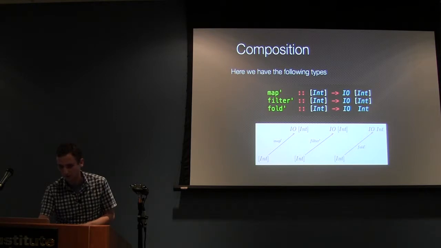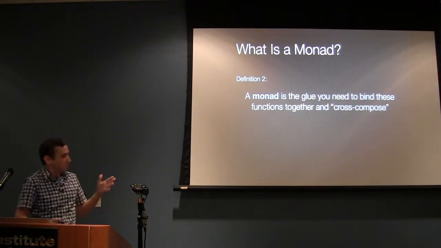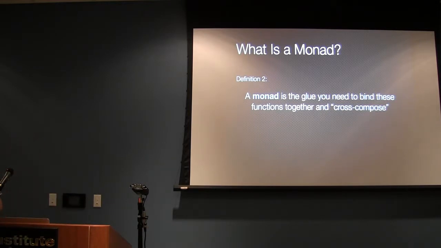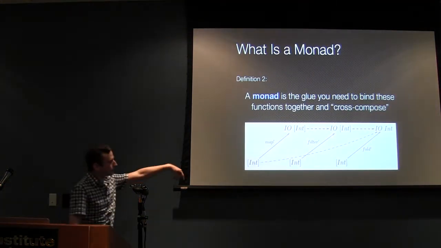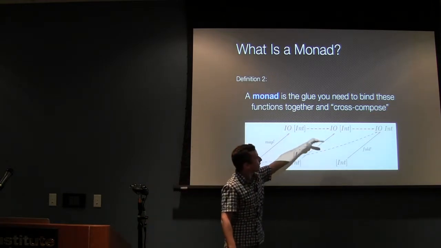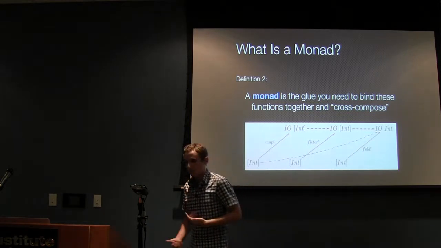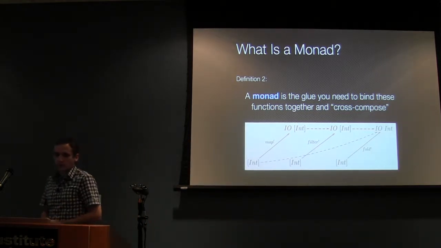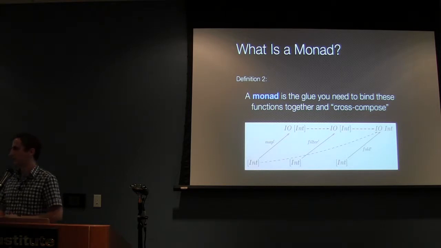So let me attempt a second definition here. A monad is precisely the glue you need to bind these functions together and cross-compose. So if you have this cross diagram, it essentially lets you lift these cross arrows and then follow the trail all the way across to get a composed function that does exactly what you'd expect there. That sort of makes sense why this would be useful.